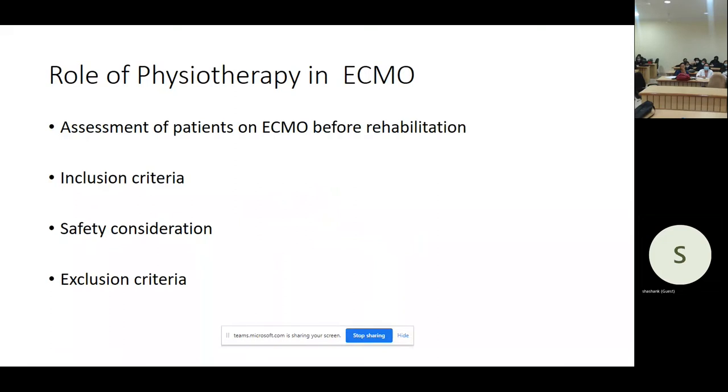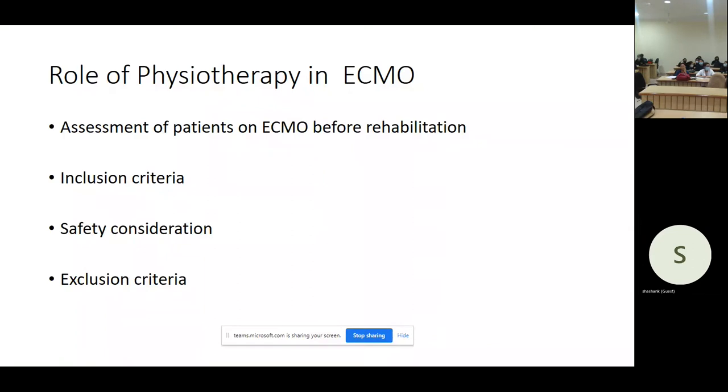And if a decision is taken that the patient should be put on ECMO, the first thing which comes into picture is assessment of the patient. I don't think I have to talk much about assessment of a patient in ICU. I think most of you have been taught about it, but the important point which should be covered is the patient's neurological status, musculoskeletal status, and cardiopulmonary status, and it should be documented before a patient is put on ECMO.